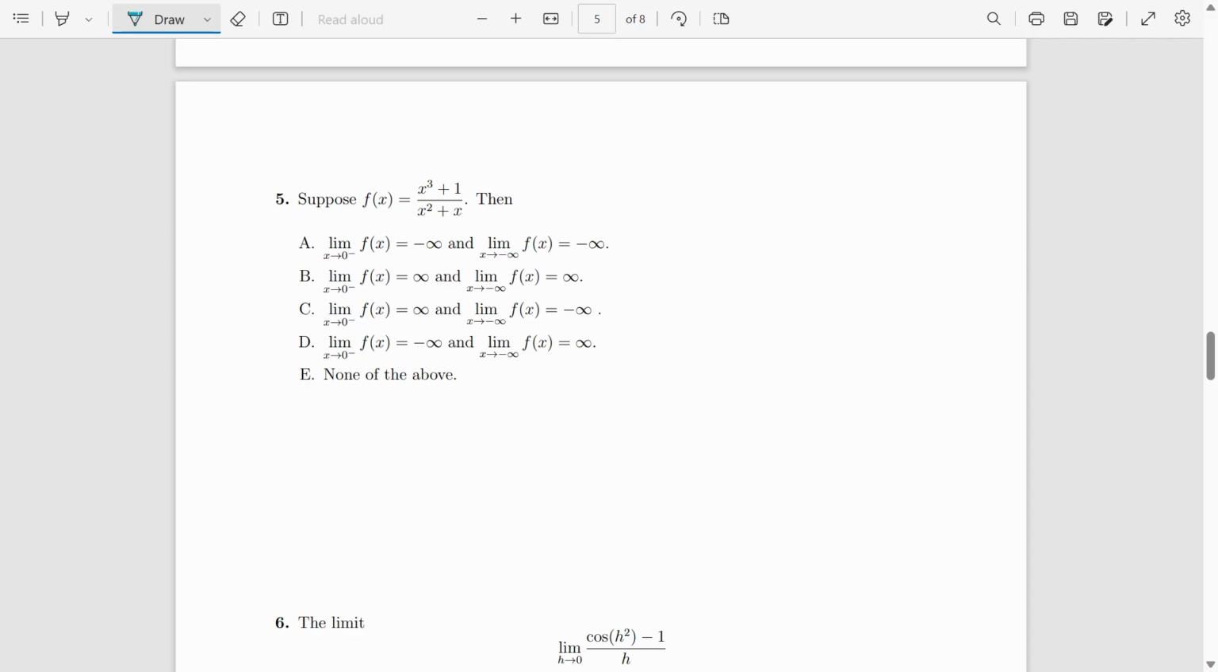All right, question 5. You've got this function, and it's asking you some limits about it. Looks like in each one, it's the limit as x approaches 0 from the left, and limit as x approaches negative infinity. All right, so let's start with 0 from the left. So if we just plug in a 0 for all of these, we end up getting 1 over 0, which is just infinity. So found our limit, right? It's got to be one of these.